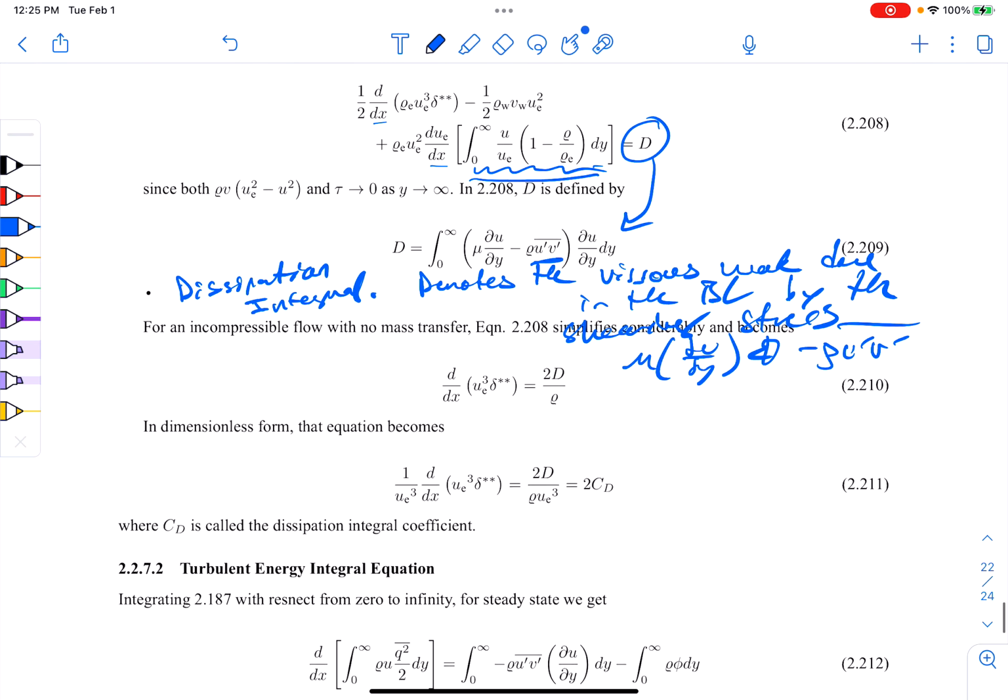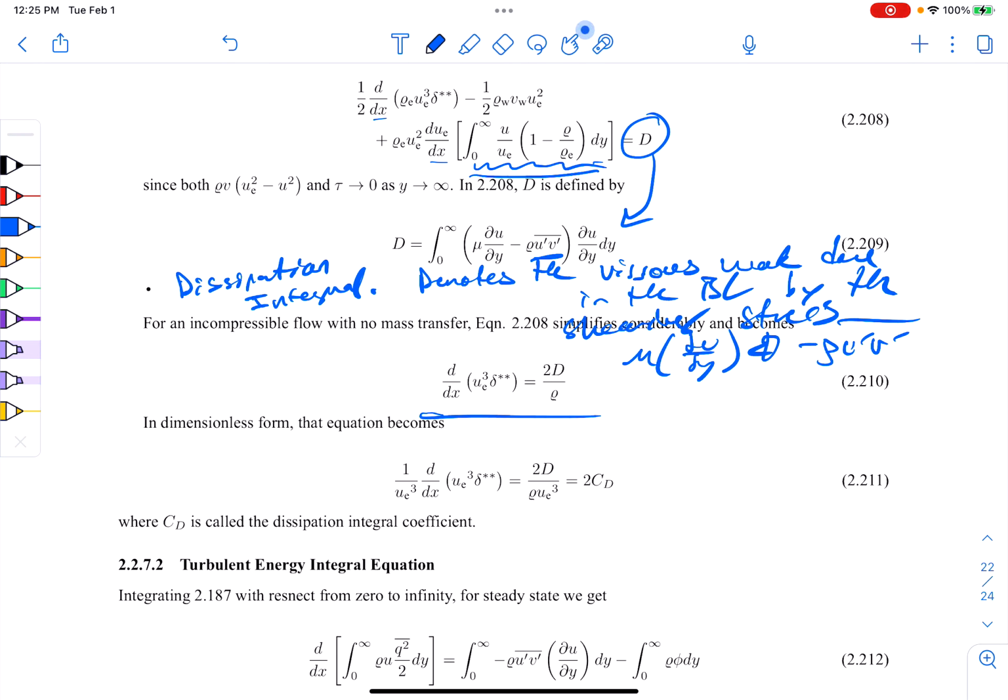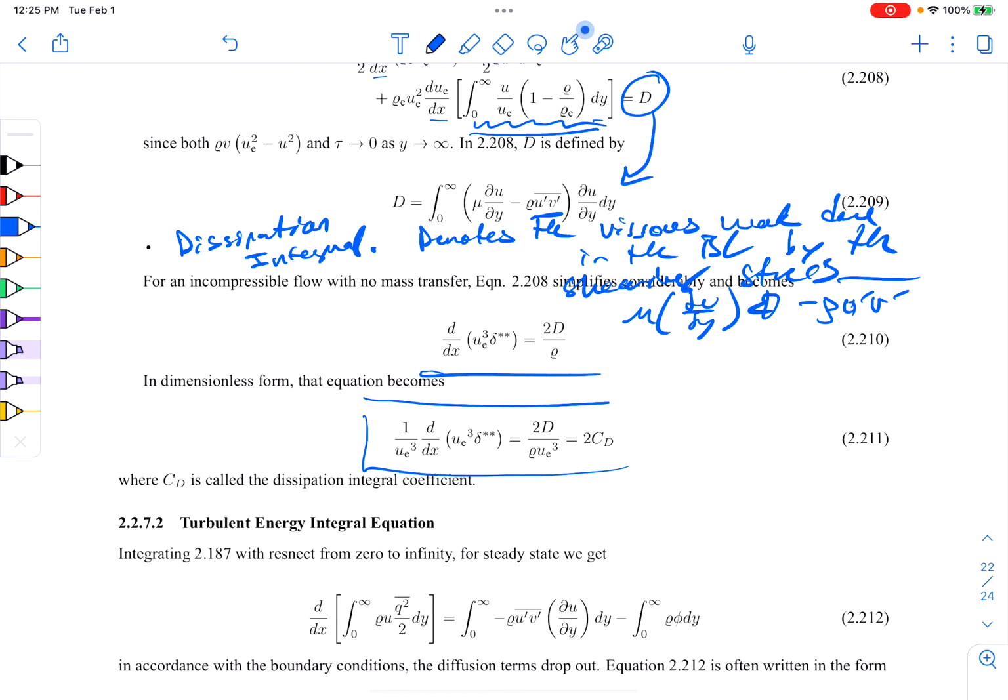And we can dimensionalize that and write it as equation 2.10. And I'll read that again because my writing's so bad, I apologize. It's called the dissipation integral, and it denotes the viscous work done in the boundary layer by the shearing stress mu partial u partial y and negative rho u prime v prime. And you can write that dimensionally right here. And in this case, this is not drag coefficient, this is the dissipation integral coefficient. So this also can come up in compressible high-speed flows when you calculate certain things.